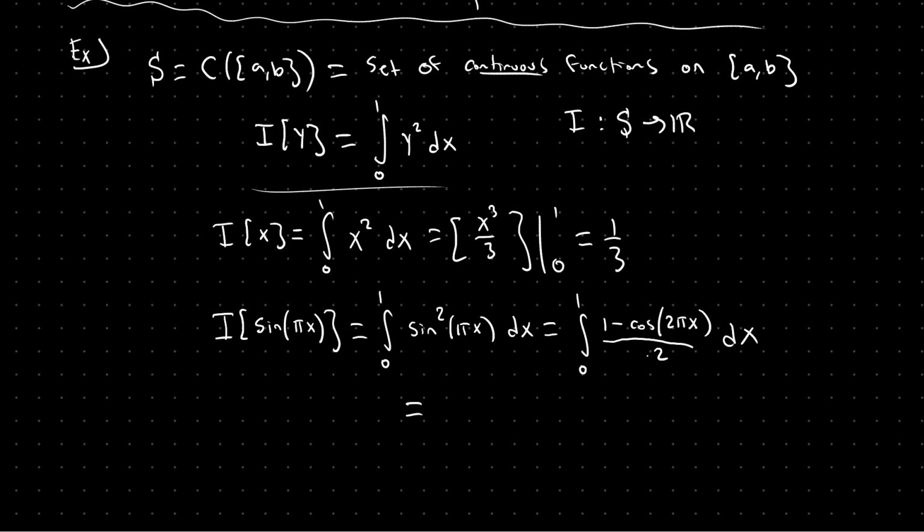which when we do the antiderivative of both of these terms will give us, we can pull the 1/2 out. This will become x minus 1 over 2 pi sine of 2 pi x from 1 to 0. When you plug in the bounds here, this entire thing reduces just to 1/2, which is a different value than the functional evaluated at x. But I think this clearly shows the idea.